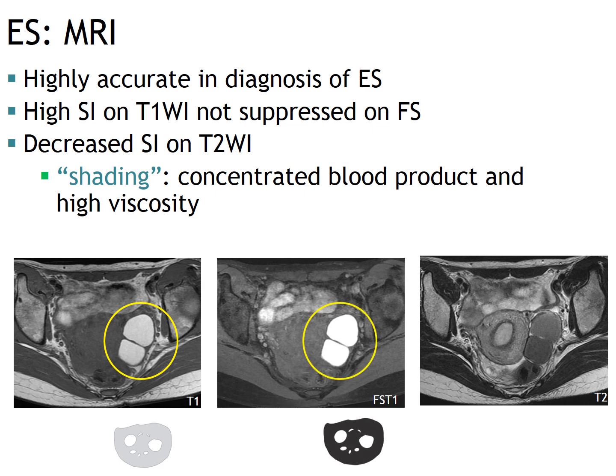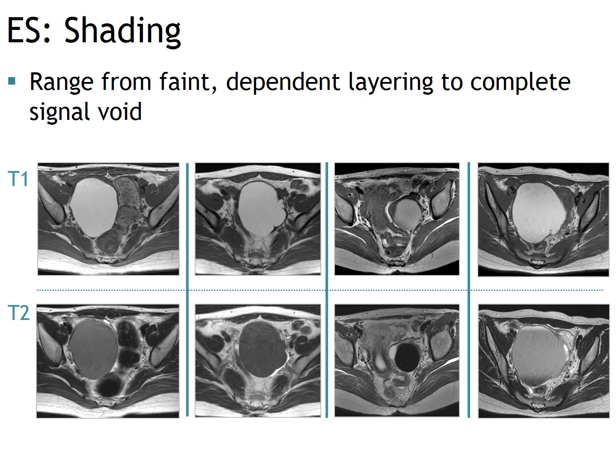Decrease of signal intensity at T2 weighted image, which is called shading, is caused by concentrated blood product of the chronic cyclic hemorrhage and high viscosity of the contents. The finding of T2 shading ranges from faint shading to complete signal void or dependent layering, like these 4 different cases.